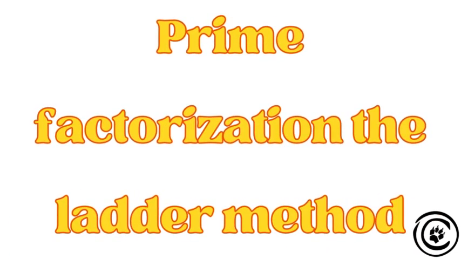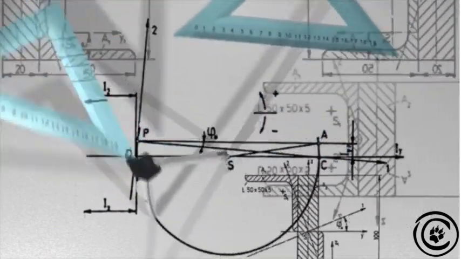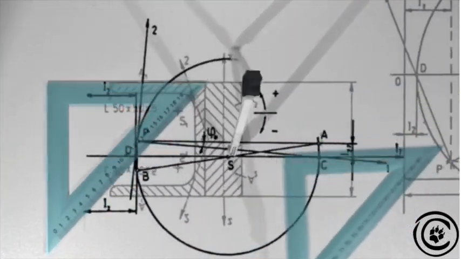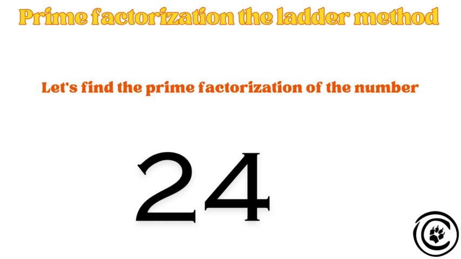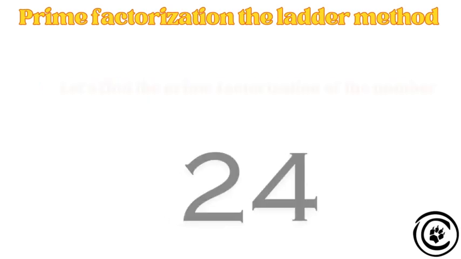Prime factorization, the ladder method. We are looking at examples of prime factorization using the ladder method. Let's find the prime factorization of the number 24.